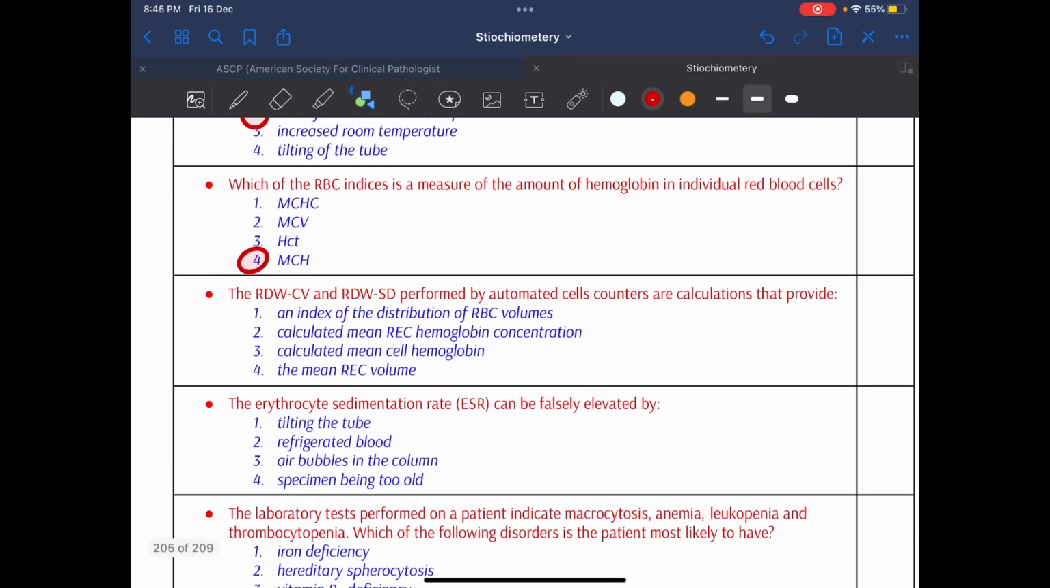Next question. The RDW-CV and RDW-SD performed by automated cell counters are calculations that provide an index of distribution of RBC volume, calculated mean RBC hemoglobin concentration, calculated mean cell hemoglobin, the mean RBC volume. The correct answer is 1. It is an index of the distribution of RBC volume.